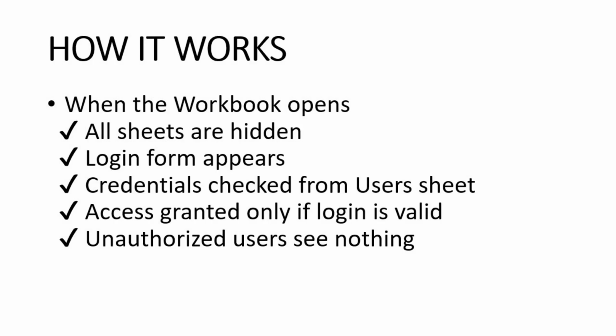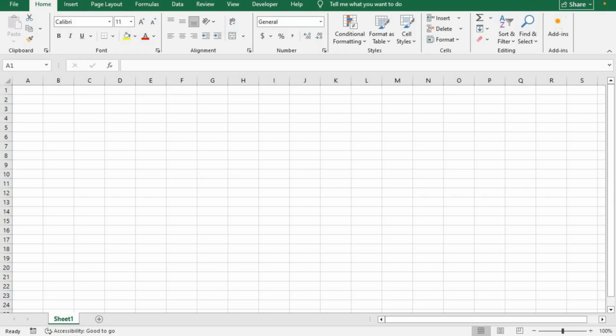This is how the system works. When the workbook opens, all the sheets are hidden. Then the login form appears. Users' credentials are checked from the users sheet, and access is granted only if the login is valid, whilst keeping unauthorized users at bay. Let us now learn how we can create this wonderful login system.